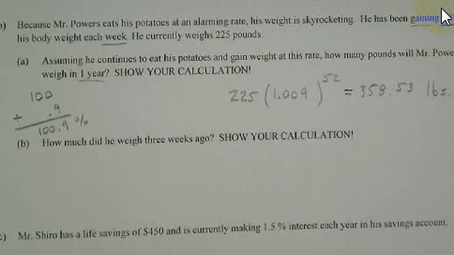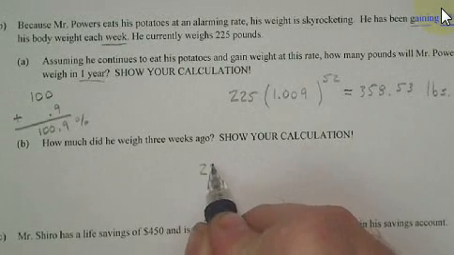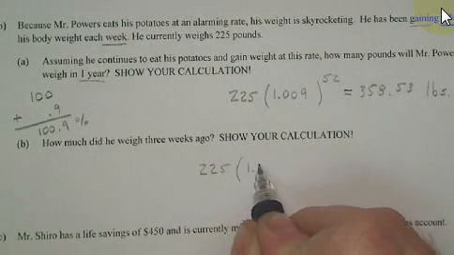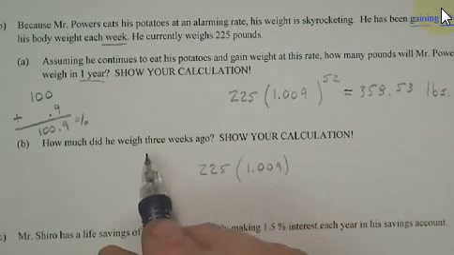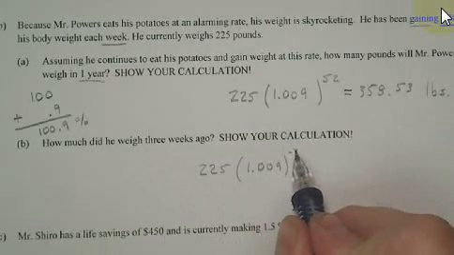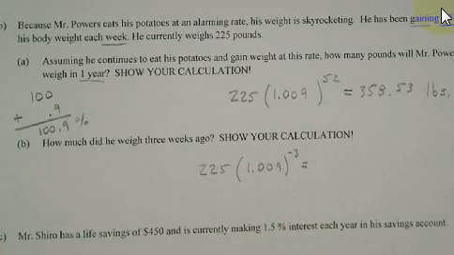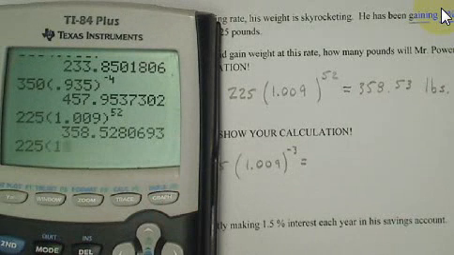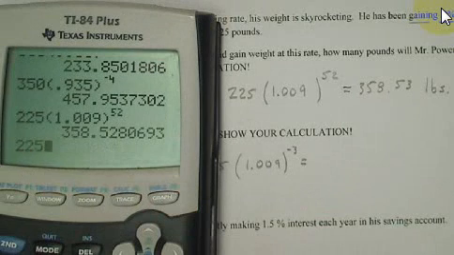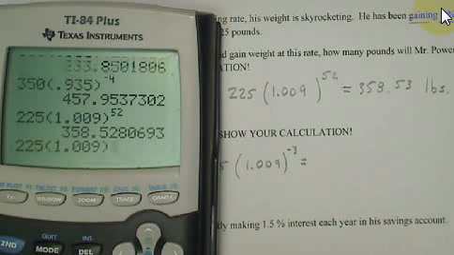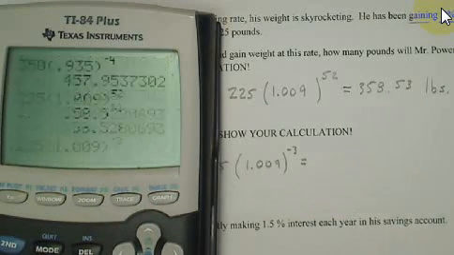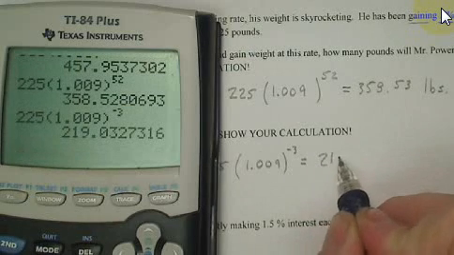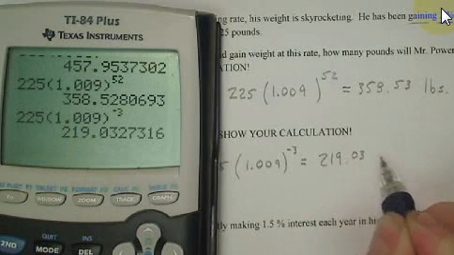And last question here on part B. How much did he weigh 3 weeks ago? So all the information stays the same. His current weight, how much he's gaining weight each week, but we want to go back in time, and 3 weeks ago would be -3 since that is weeks. And 1.009 is weeks. So last punch on our calculator here. Sorry, I forgot to hit the exponent button. There it is, -3. And 219 pounds and 0.03. There we go.